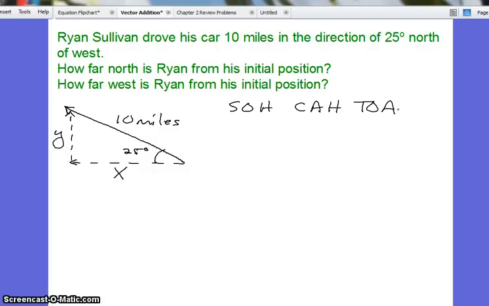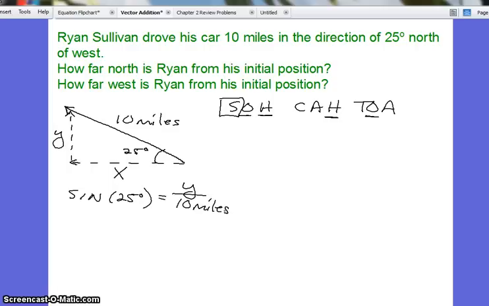We know the hypotenuse, and to find out how far north Ryan is from his original position, we're looking for y. And so we are looking for the opposite side, the side opposite of the angle. And we know the hypotenuse. So we see that the only one in which we know two of them is the sine. So to find out how far north, we're going to use sine. And the sine of our angle, which is 25 degrees, is equal to the opposite, which is y, over the hypotenuse, which is 10 miles.